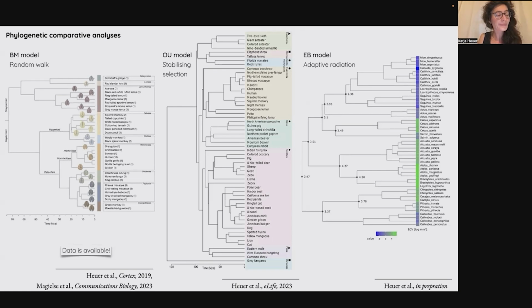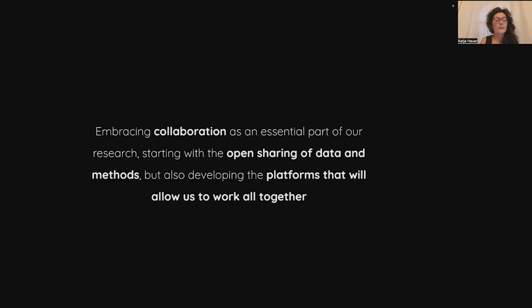preprint soon. Many of my projects were only possible thanks to collaborations. So in this last part of my talk, I would like to show you some of our efforts to embrace collaboration as an essential part of our research, starting with the open sharing of data, methods, but also developing the platforms that allow us to work together.